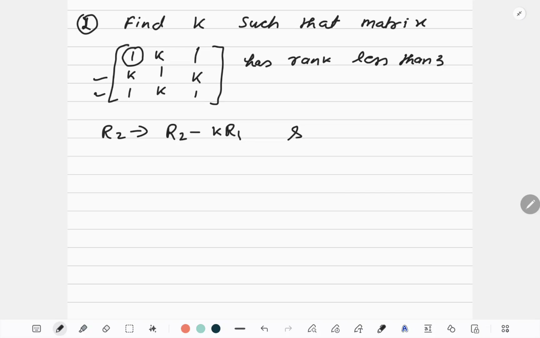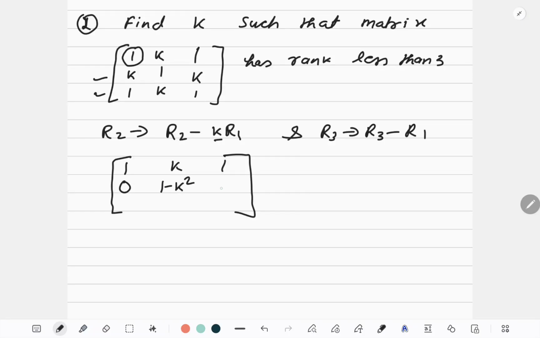Now since this is the same, in R3 you can directly apply R3 minus R1. Now you understood why I am making it 1, preferably 1, so that I can just multiply the number and get the values. So 1, k, 1. Then 0, 1 minus k square, k minus k is 0. 0, 0 and 0. Correct?